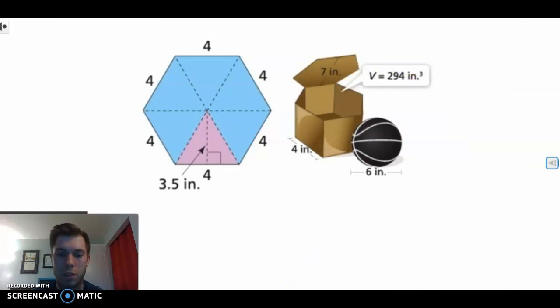All right. So in order to do that, we have to find the area of the base, which in this case is a hexagon.